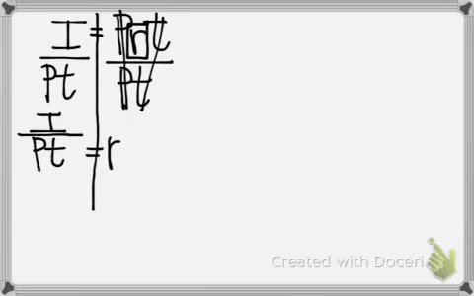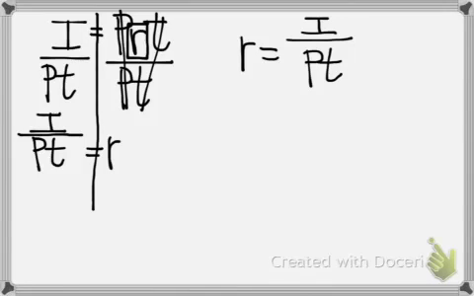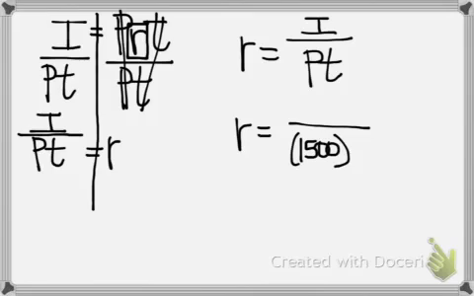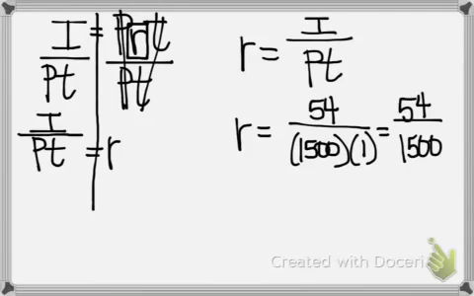Part B asks us to find the interest rate. So we know that R equals I over PT. We'll plug in the information that they give us. We know that our amount of dollars is $1,500. And we've earned $54 in simple interest for 1 year. This will give us 54 over 1,500.